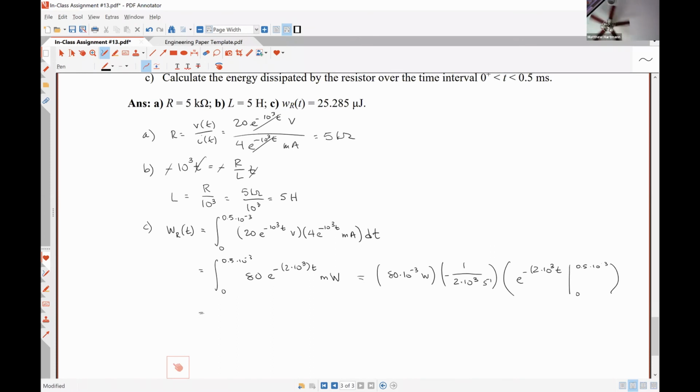I'm getting a syntax error. What did I punch in wrong? All right, excuse me. So e to the negative 2 times 10 to the 3 times 0.5, excuse me, times 10 to the -3. All that minus 1. Multiplied by my product. There we go.